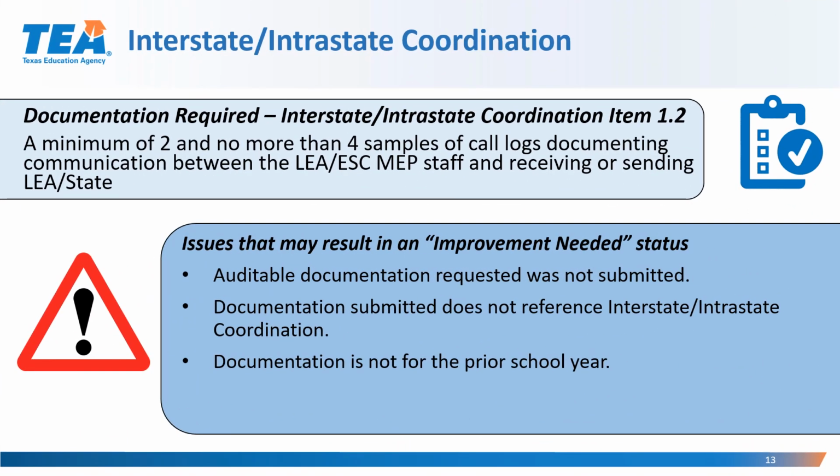As mentioned previously, for 1.2, the required documentation is a minimum of 2, but no more than 4 samples of call logs documenting communication between the district or ESE staff and the receiving or sending district or state. The following issues may result in an improvement needed status. The audible documentation requested was not submitted. Documentation submitted doesn't reference interstate or intrastate coordination.